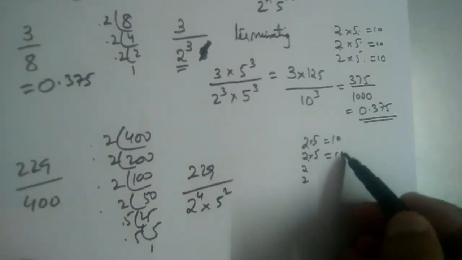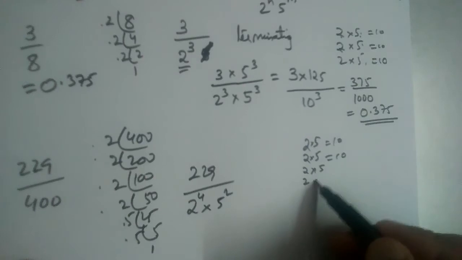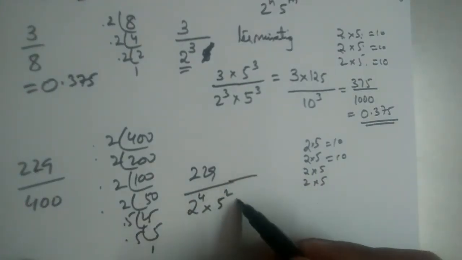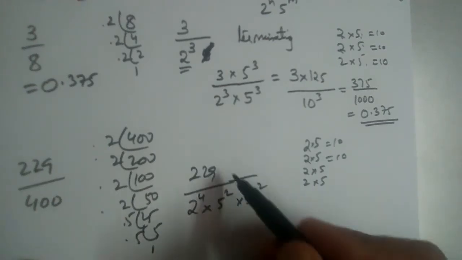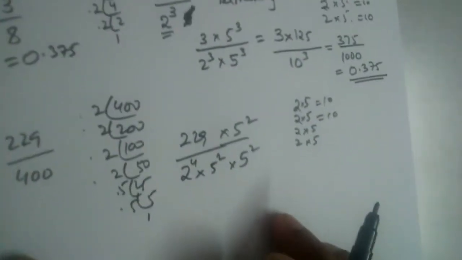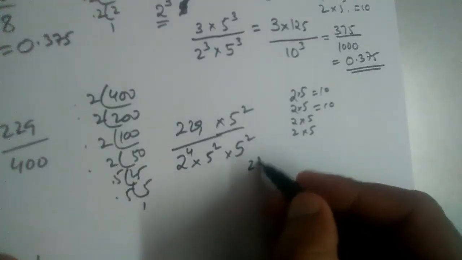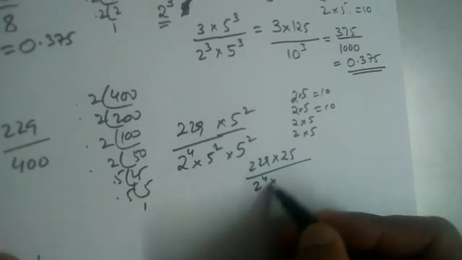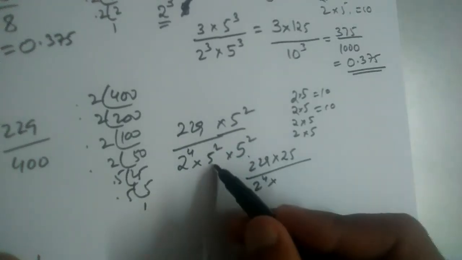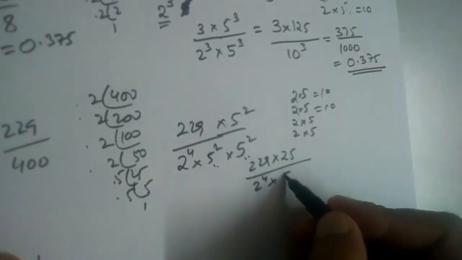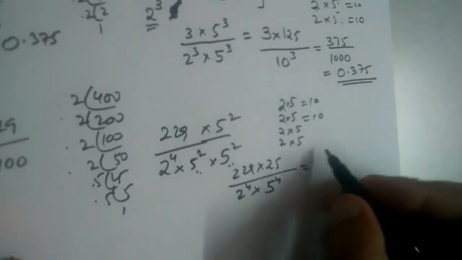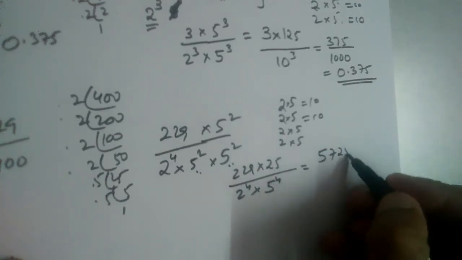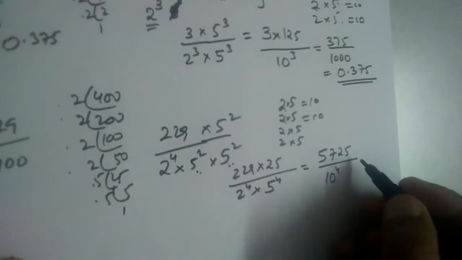So this will become 10, this will become 10. We are missing 2 5s, isn't it? That means we should multiply the denominator with 5 square and numerator with 5 square. Okay, so this will give us 229 into 5 square is 25 divided by 2 power 4. See, bases are same here, 5 and 5. Power should be added, so this is 5 power 4. So 229 into 25 will give us 5725 whole divided by 10 power 4.